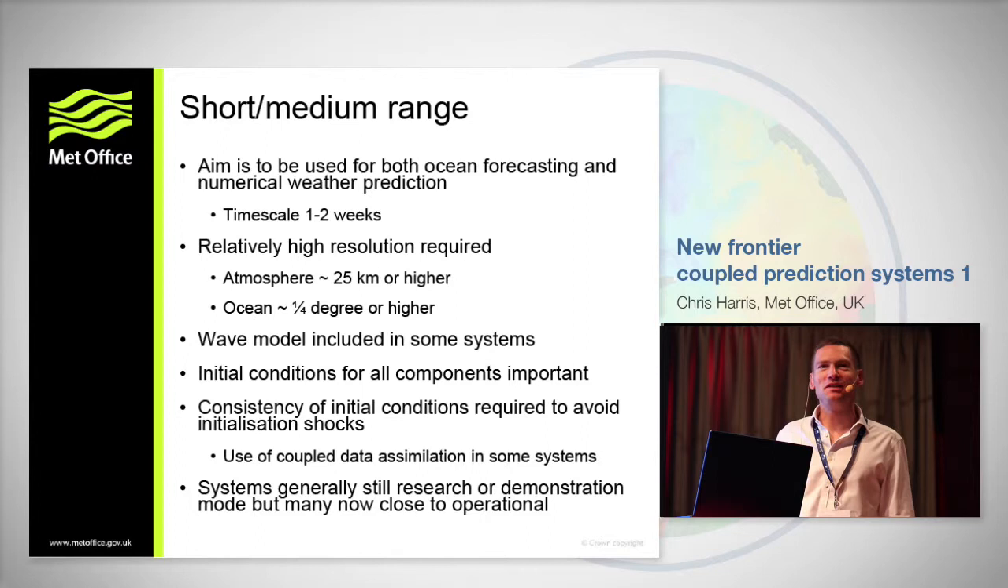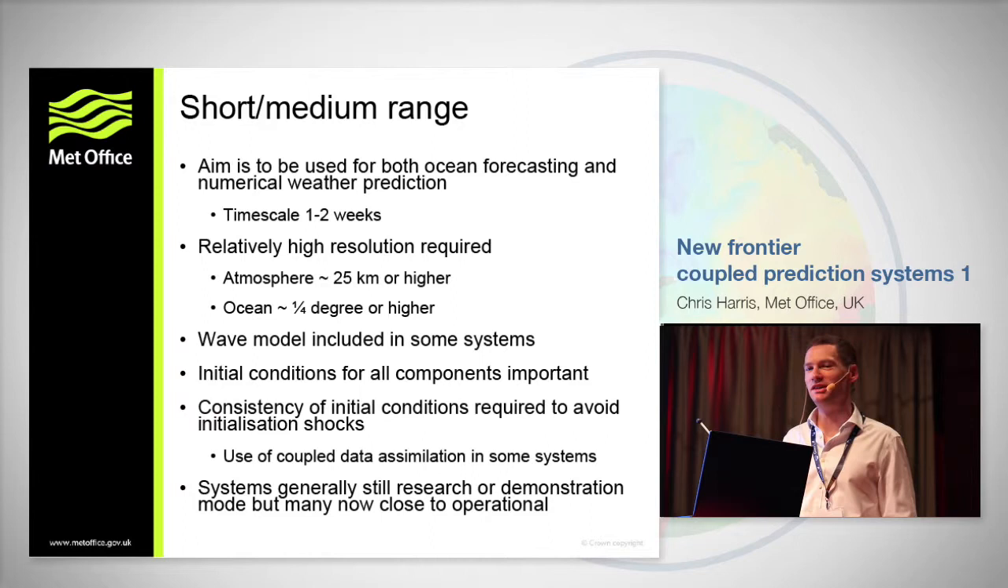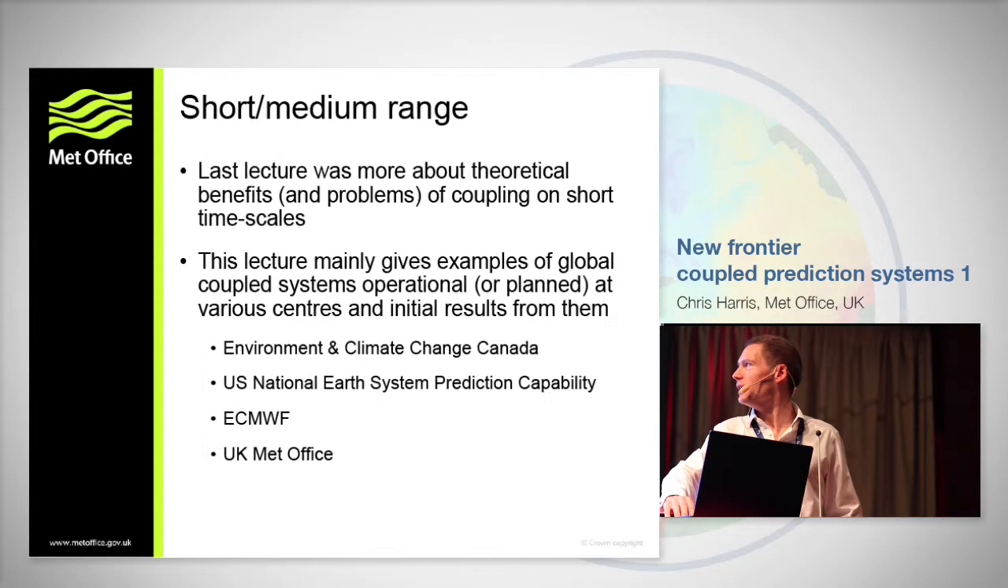Obviously, on these timescales, I think you'll all realize by now that the initial conditions for all the components are very important to be able to make short-range predictions. I talked earlier in the week about the consistency of those initial conditions to avoid initialization shocks, and I'll come back to that again as well. So some systems are using coupled data assimilation, although, as we'll see, actually not very many at the moment in an operational system. Most systems are only borderline operational, demonstration systems or research systems running in real time. But over the next year or so, I think that'll change a fair bit.